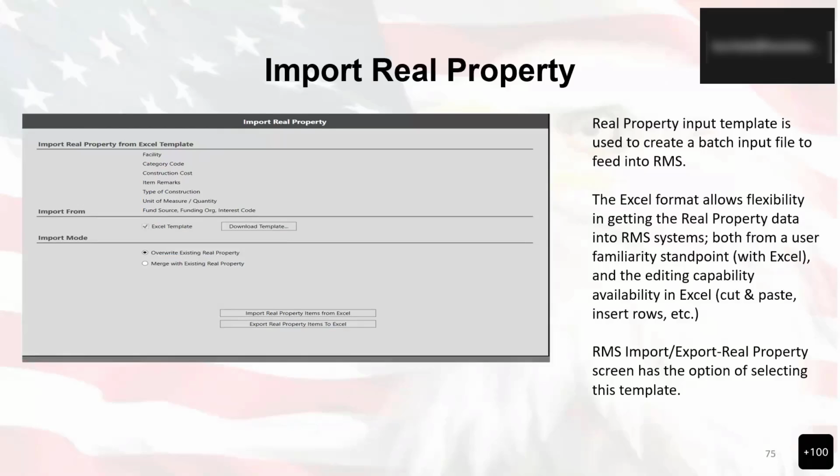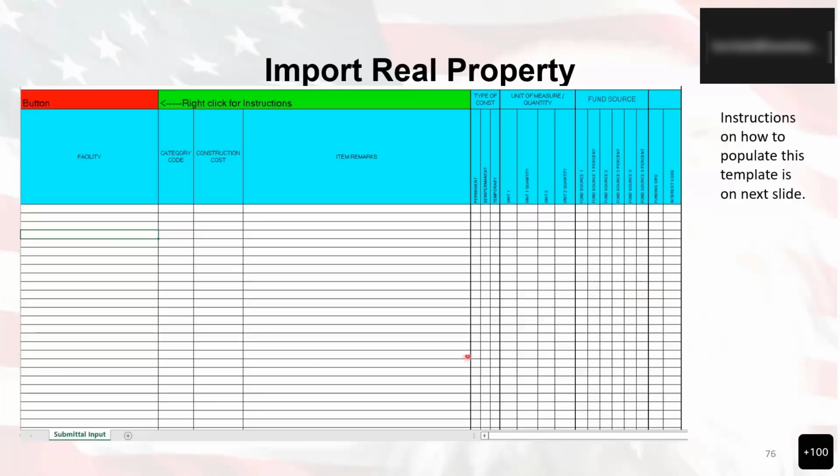So the RMS import export real property screen has the option of selecting this particular template as well. So we see all the options available on this particular screen. And the actual real property template instructions on how to populate this template: you can right click on this particular area right here. When you right click on it, it'll actually show the instructions for how to populate the template. So you can go through and read all of the instructions on how to populate that particular template.